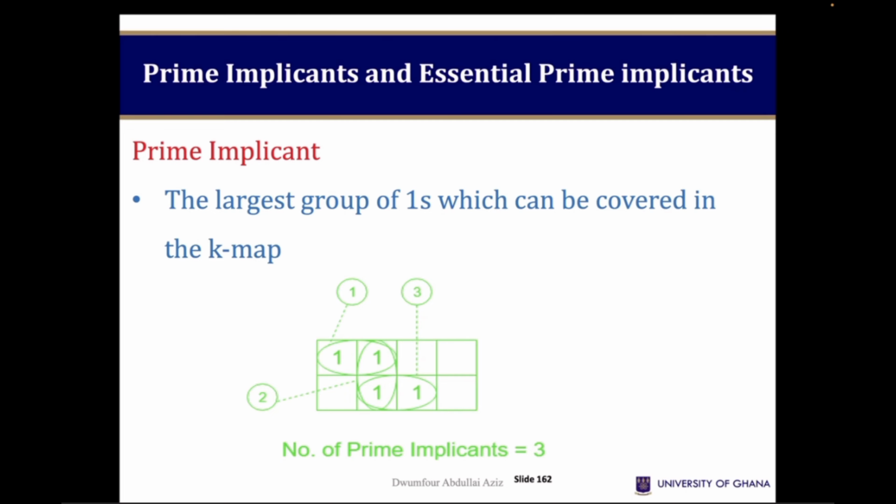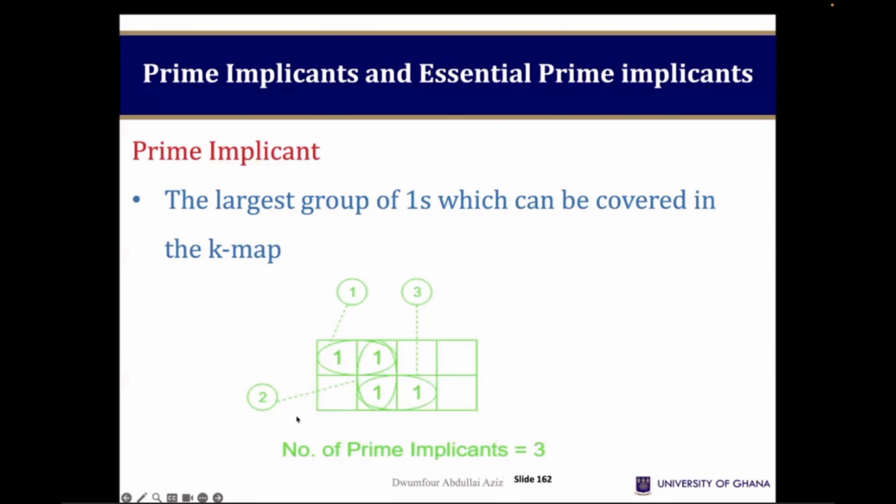So once group 2 has become redundant, it means that anytime you are forming your final expression, group 2 won't play any significant role. So we can ignore group 2 and only focus on group 1 and group 3. And they become what we call the essential prime implicants. So an essential prime implicant is a prime implicant which has at least one member that is not covered by any other group.